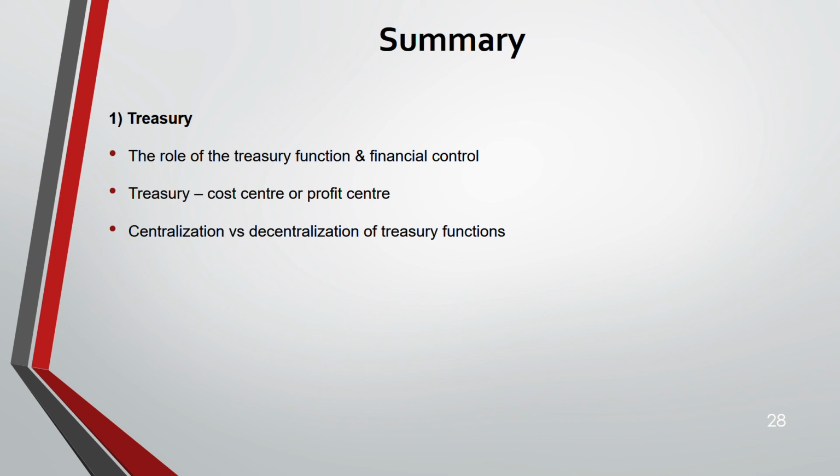Centralized means there's a head. The treasury department is in the head office, and they take all the decisions. Decentralized means all the people are there and they take their own decisions. All the treasury functions are done in each organization.